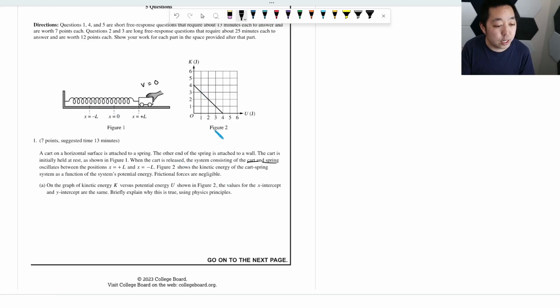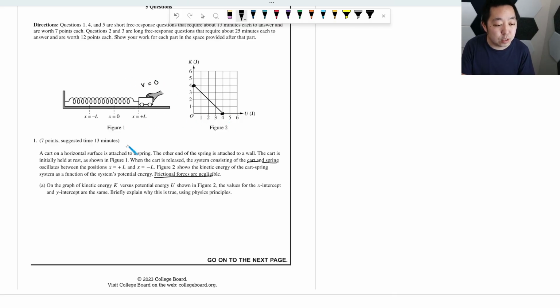Figure 2 shows the kinetic energy of the cart-spring system as a function of the system's potential energy. Frictional forces are negligible, so it's just going to oscillate. On the graph of kinetic energy versus potential energy, the values for the x-intercept and y-intercept are the same. Briefly explain why this is true using physics principles. So, what does the x-intercept represent? What you would have to explain here is the x-intercept is when the potential energy is zero, then the kinetic energy is 4 joules, and here it's the other way. When the kinetic energy is zero, the potential energy is 4 joules.